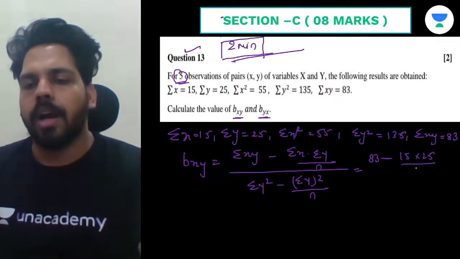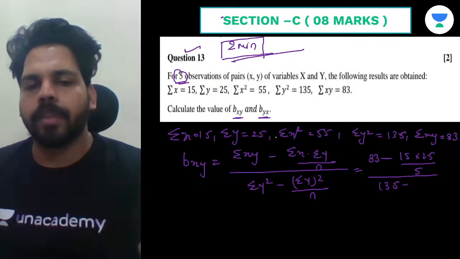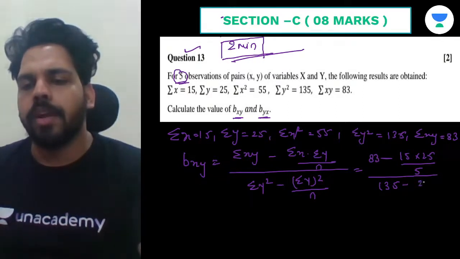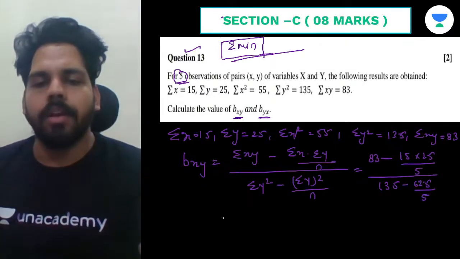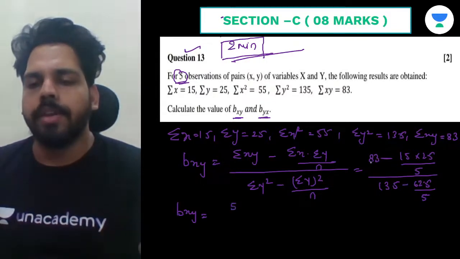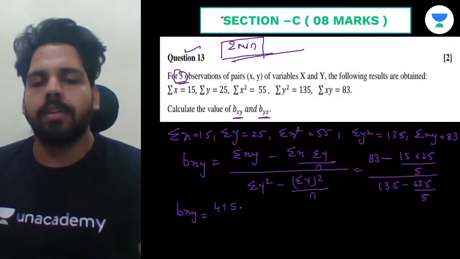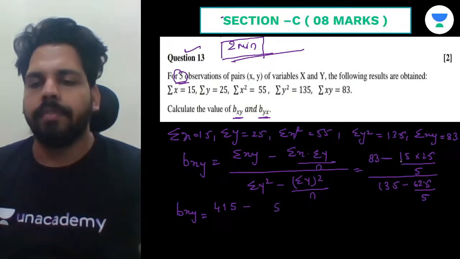You must know what the number of observations is. It is 5. Summation of y square is given as 135 minus summation of y whole square, that is 25 whole square. 25 whole square will be 625, divided by n, that is 5. Now b of x on y, we will take LCM. So 5 threes are 15, 5 eights are 40, plus 1, 41, minus 15 into 25. 25 fives are 125, 25 ones are 25, plus 12, that will be 37.